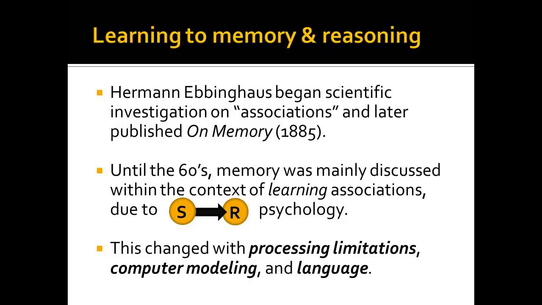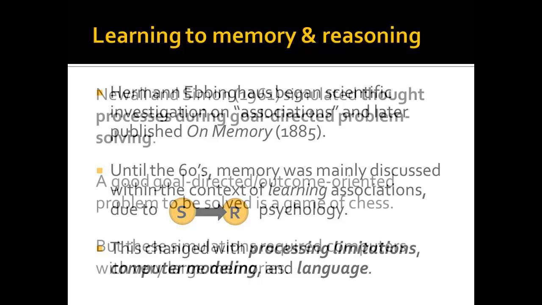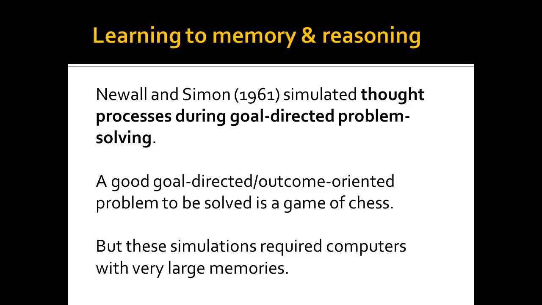A strong catalyst here was the development of computers, pure information processors. In 1961, Newell and Simon, and that's a different Simon than the one from the Simon effect, used computers to simulate thinking and reasoning. More concretely, they simulated problem solving. Problem solving is a kind of thinking and reasoning that is goal-directed, outcome-oriented, reasoning to reach some outcome.